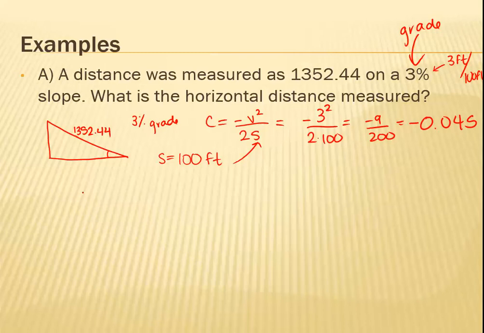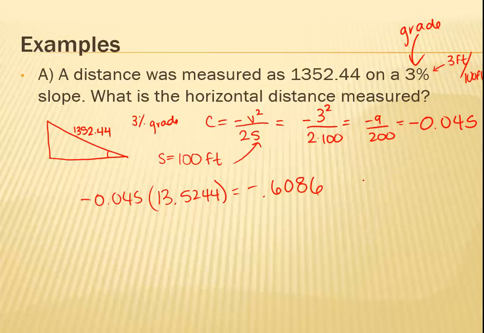So now we're going to multiply negative 0.045 times, well, how many times did we make this measurement? 13.5244 times. And this is going to give me negative 0.6086. And remember, right now I'm just keeping extra digits for precision. Later I will adjust that.